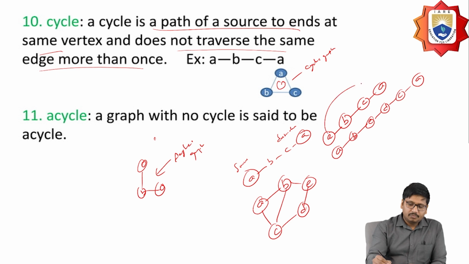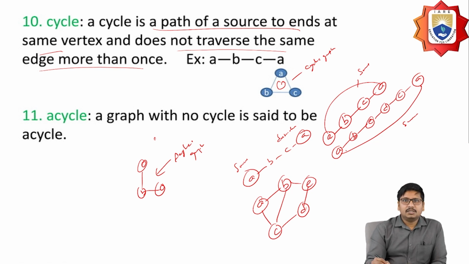So there is a path from source to destination, and it should be the same in both cases. That's why this graph can be called a cyclic graph. This is a cycle, and this is also a cycle that exists.